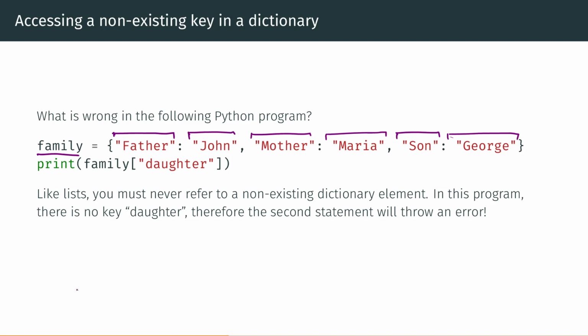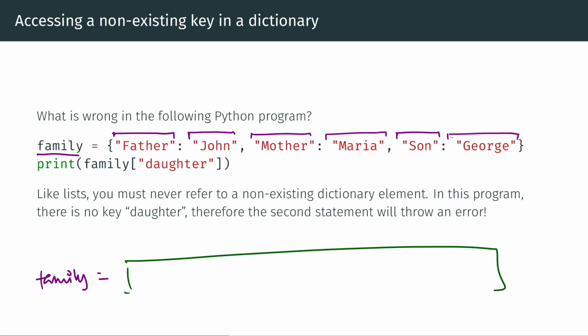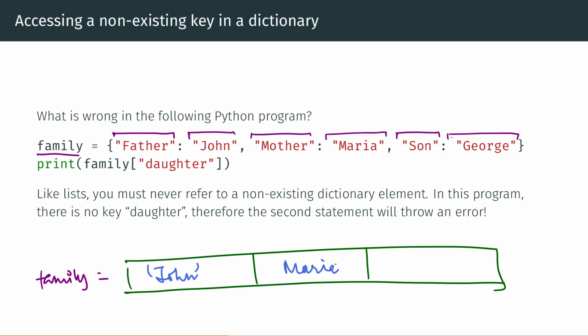So if you were to draw this, it would be family, that's the name of the list. The list contains three items. The items are John, Maria and George, okay? And the keys are father, mother, and son, okay?